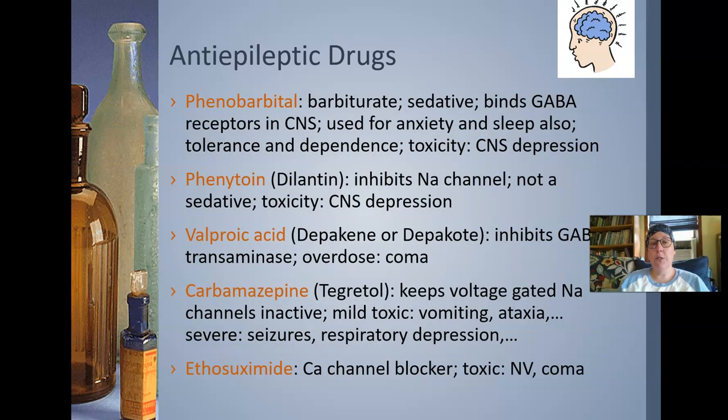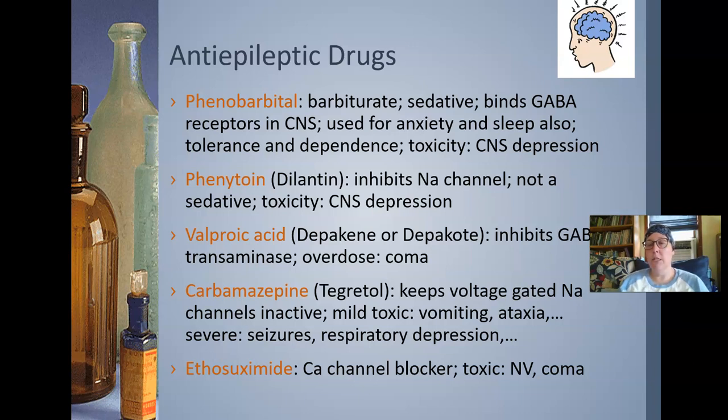Your phenobarbital is a barbiturate. It is a sedative. It binds to the GABA receptors in the central nervous system. It is used for anxiety and sleep, and you can develop tolerance and dependence. So tolerance is where you would start needing higher and higher doses to have the same therapeutic effect, and dependence is where you would need it to function. So for example, since it can be used for sleep, somebody that develops dependence has to have the phenobarbital in order to sleep, or they can't sleep.